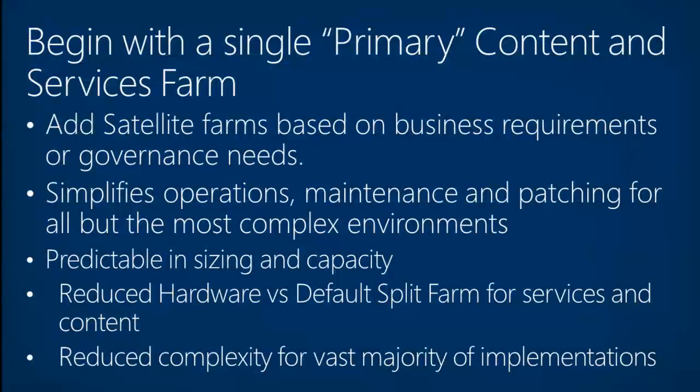That adds a lot to your complexity from a patching perspective, from an ops perspective, and just from a general overhead perspective. So we really want people to start thinking along the lines of, I have a single primary content and services farm. That's your first farm, where the majority of your workload takes place. That's going to be your primary. Then you would add satellite farms based on business requirements or governance needs.